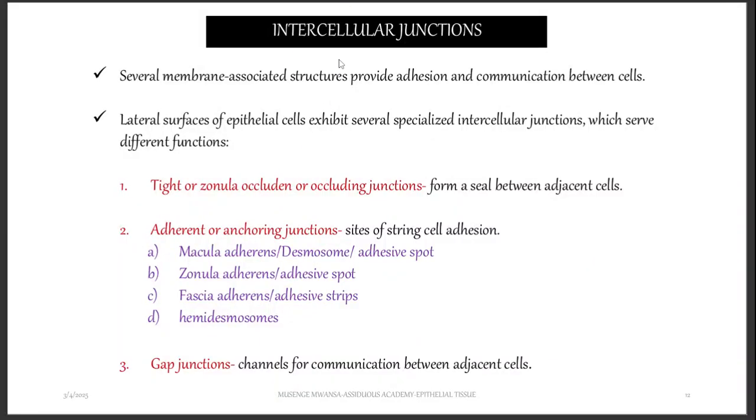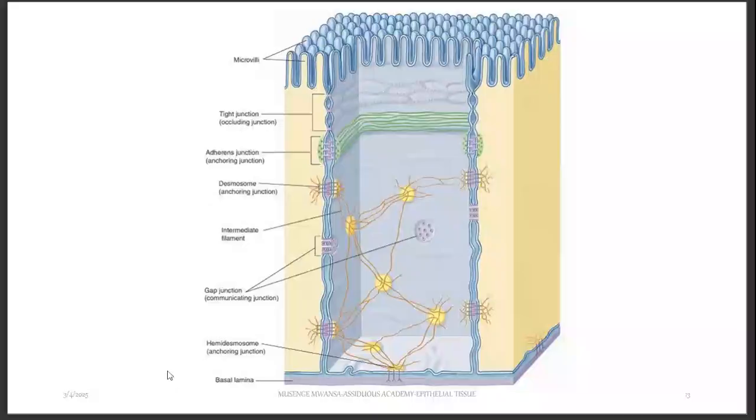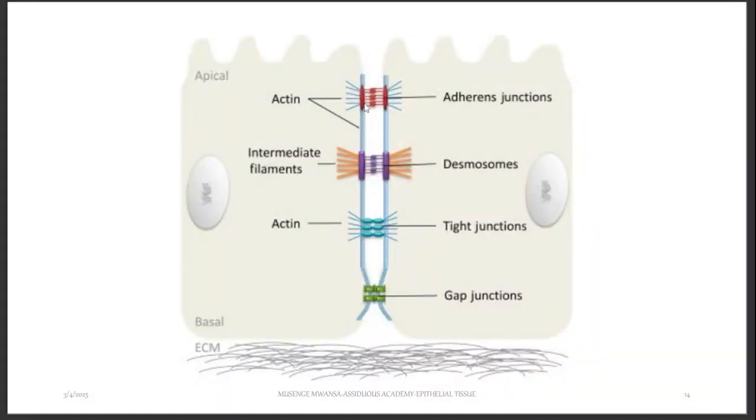So I've got three types of intercellular junction. Inter means between cells: tight junctions, anchoring junctions, and gap junctions. The gap junctions are the ones here, and they basically allow the communication between one cell and another cell. And then you can see the hemidesmosomes, they are down here. They are also anchoring junctions, just like the desmosomes. Again, these are the ones you can see: the adherens junction, the desmosomes, tight junctions, and then the gap junctions.